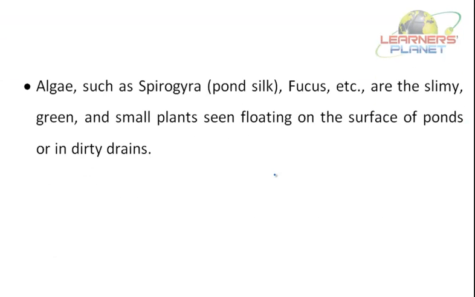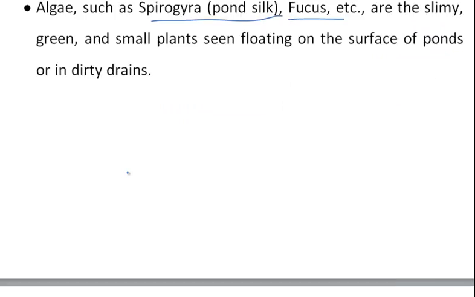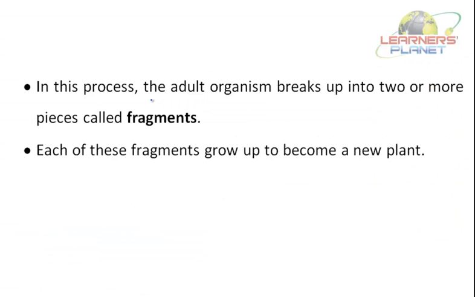So basically, algae such as Spirogyra, which is also popularly called pond silk, and fucus, which is a type of brown algae, are the slimy, green and small plants which are seen floating on the surface of ponds or in dirty drains, and they reproduce asexually by fragmentation. In this process, the adult organism breaks up into two or more pieces called fragments, and each of these fragments grows up to become a new plant. So in this way, reproduction takes place in Spirogyra.